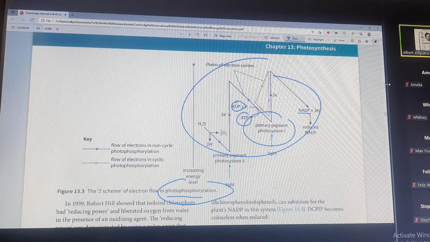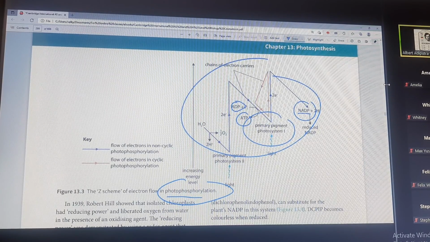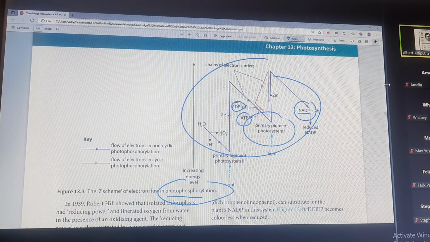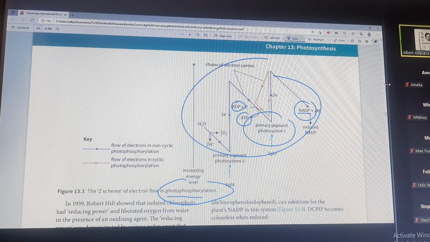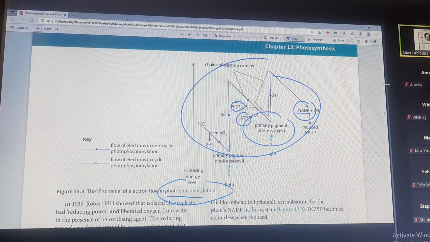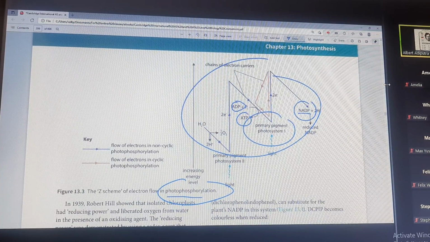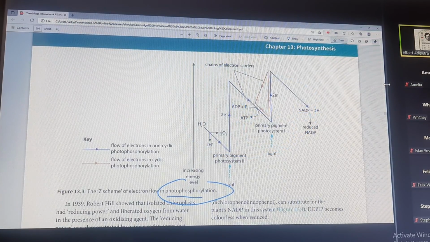Doesn't matter, as long as it has sufficient energy. The electrons then would be caught by a molecule called NADP, and the NADP therefore turns into reduced NADP. Now, that's the non-cyclic photophosphorylation. You guys have learned that. You just have to revise this again, in case you guys forgot.